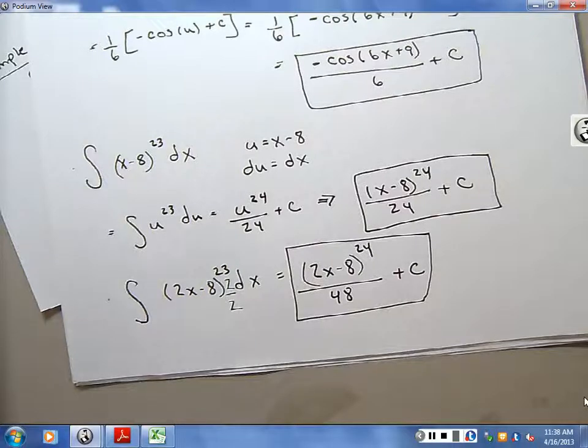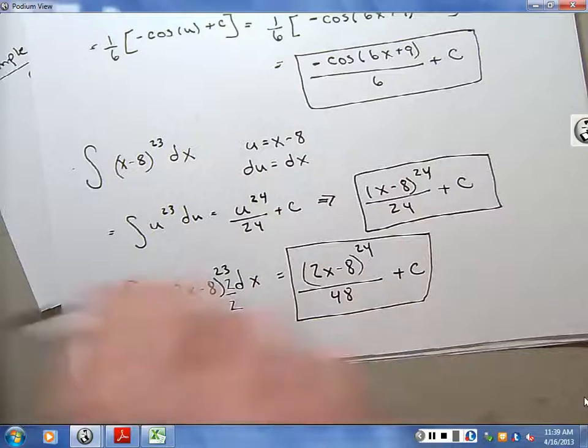Does that make sense? When the derivative of your u is dx, it's pretty straightforward. But when it's something other than dx, you have to be very careful that you know what to do with that constant. Are you multiplying that constant, or are you dividing that constant? In this case, the derivative is 2 dx, so I need a 2 there, so I'm dividing by 2.